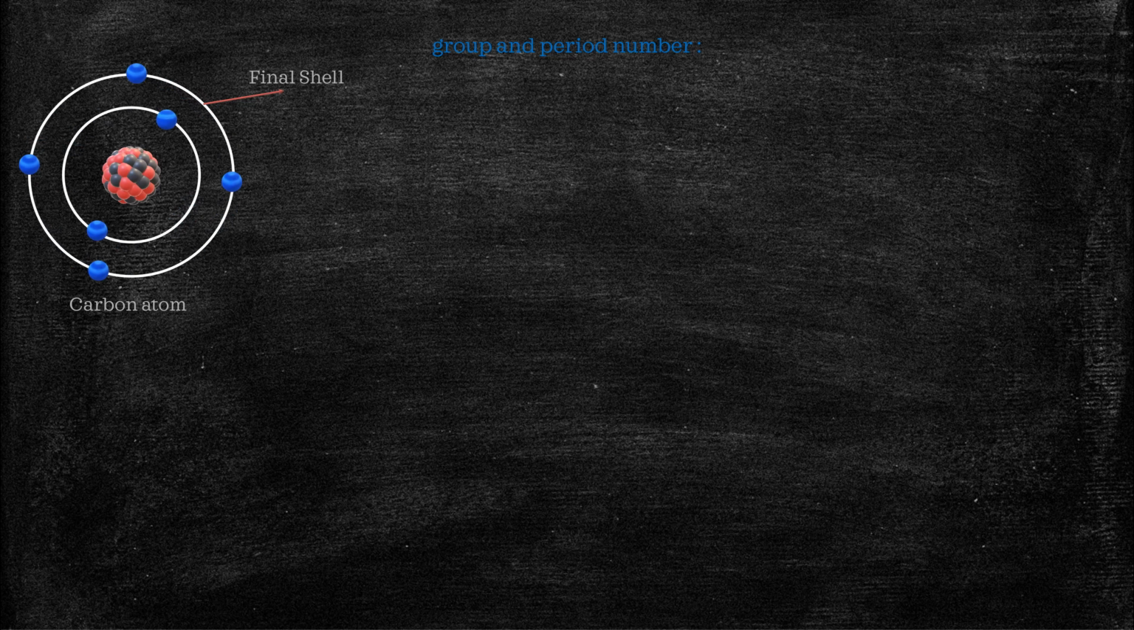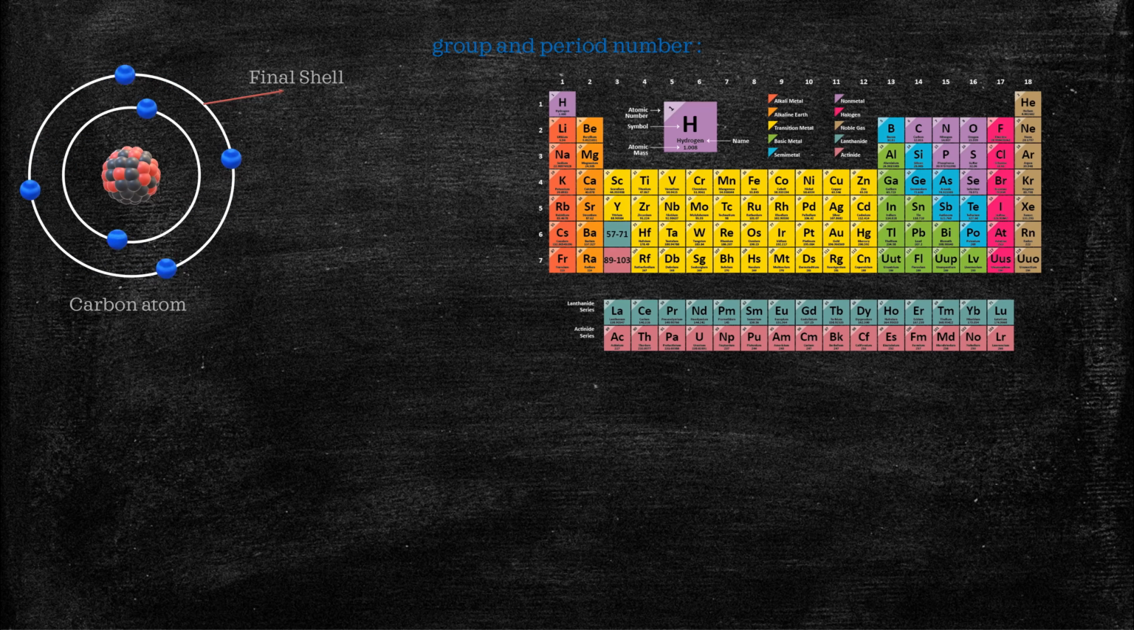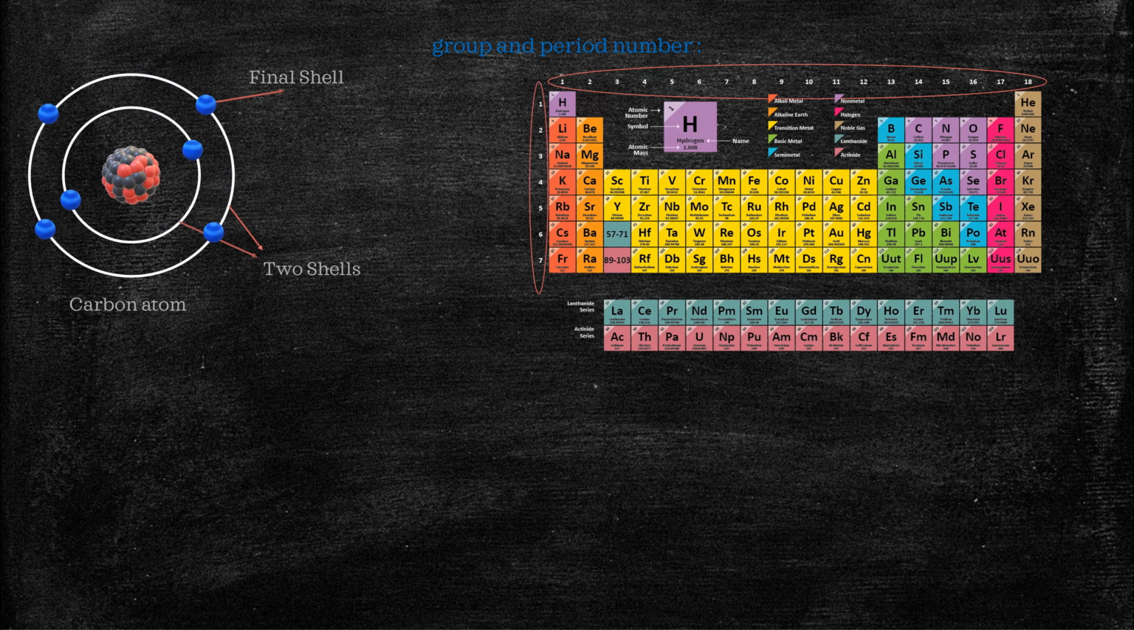The number of electrons in the final shell of an atom is the same as the group number of that element, and the group number is the number of the vertical column that an element is in the periodic table. Now, the number of shells that the atom has represents the period number, and the period number is the horizontal row on the periodic table that an element is in.